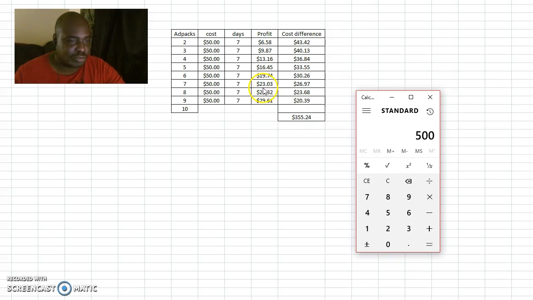1, 2, 3, 4, 5, 6, 7, 8 weeks. So it takes you 2 months to get to this point. But in 2 months, you'll have 10 ad packs. And with 10 ad packs, let's say you're making 47 cents per ad pack, you're making $4.70 a day. If you times that by 30 days in a month, you end up making $141 in that month.